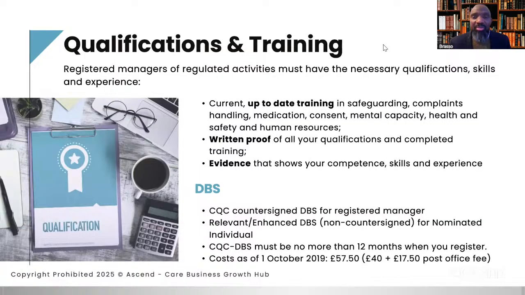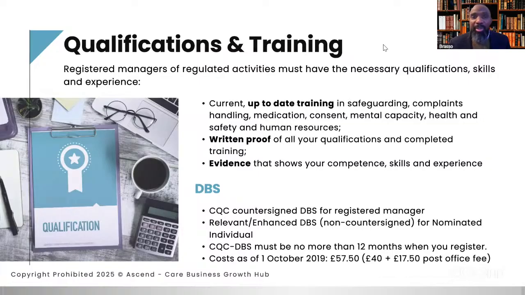So just a continuation on qualifications. We know that as part of your application, CQC will want to see evidence of these certificates. So we're talking about up-to-date training, mandatory training, and proof of qualifications. And because you are in a position of authority, CQC will want you to demonstrate that you do have leadership experience, whether you've been a senior care coordinator, a ward manager, or already an experienced registered manager. Your qualifications and experience ought to demonstrate that.